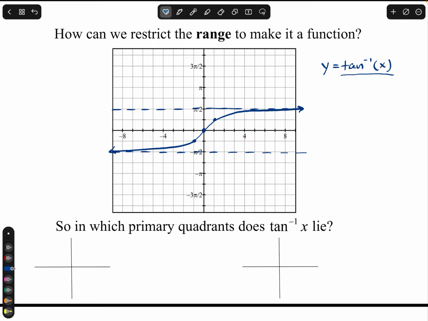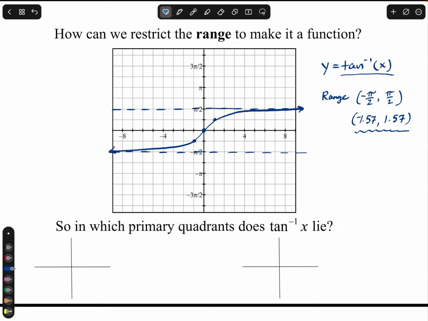But let's think about what we have here. Our range was restricted from negative pi over 2 to pi over 2. And if you think about it in decimal form, when we type negative pi over 2 on the calculator, it's like negative 3.14 divided by 2, so you get negative 1.57 to positive 1.57. So anytime we type in a value into the calculator, the inverse tangent of something, it's always going to spit out a value somewhere in that range.